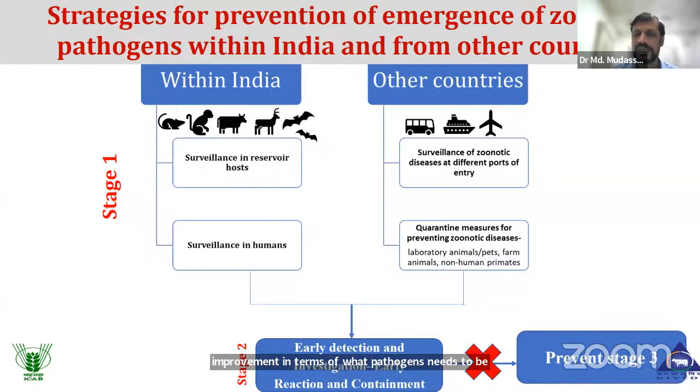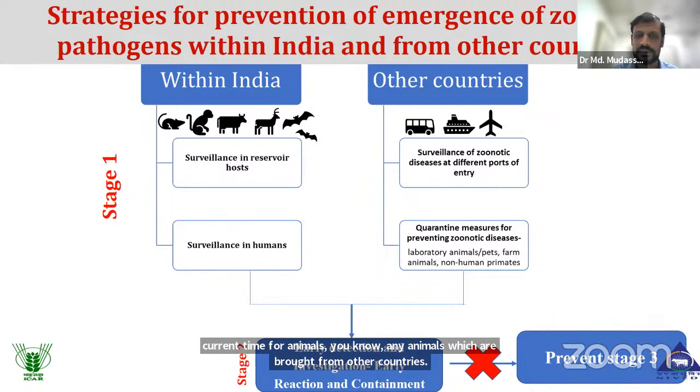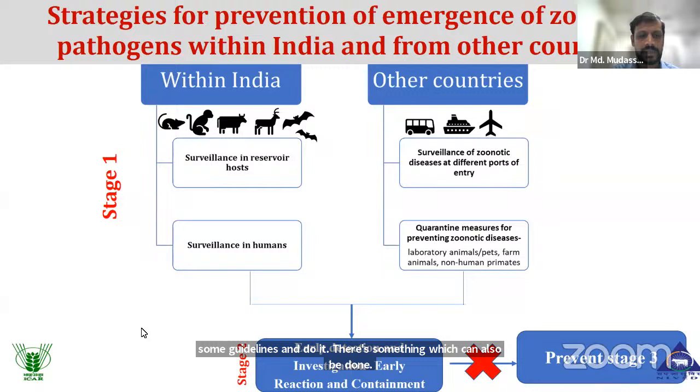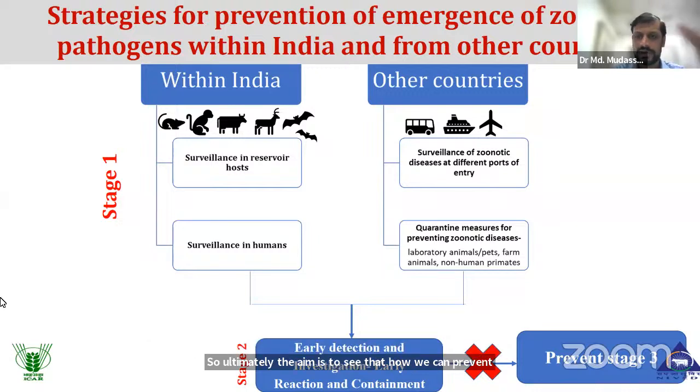Quarantine is also in place, and for any animals brought from other countries, either pets or any other ones, they follow some guidelines. There's something more that can also be done. Ultimately, the aim is to prevent it at an earlier stage, through early detection, investigation and reaction, and containment, so that we can prevent outbreaks in humans, or prevent them from going beyond our control and maybe leading into a pandemic, as happened. So everywhere, if you notice, the role of veterinarians is very important.